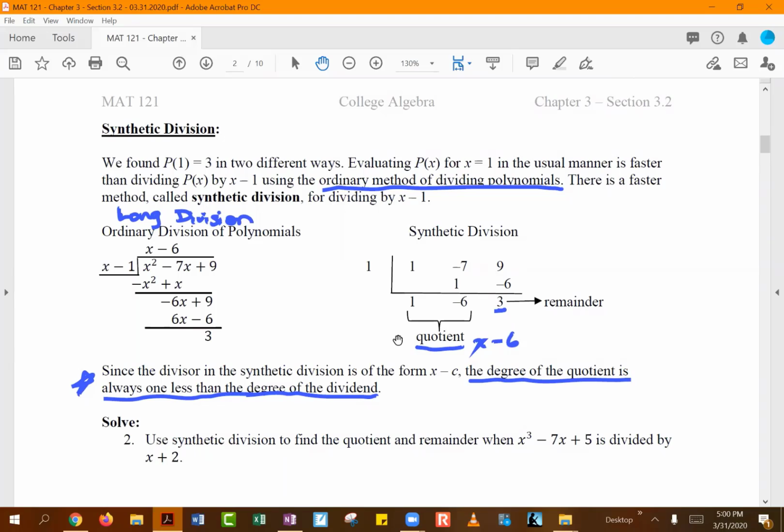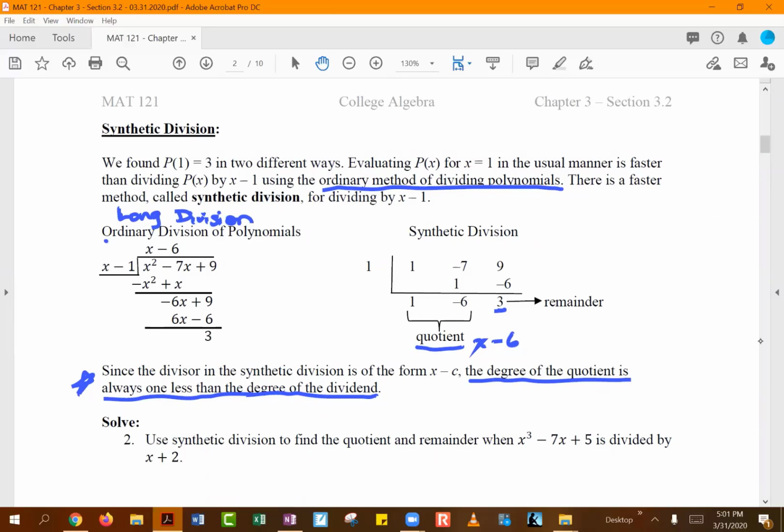So sometimes instead of using the long division, you can actually use what we call synthetic division. You can see I've shown you the comparison here. Synthetic division actually works a little bit faster than the long division, and your textbook is calling long division the ordinary method of dividing polynomials, or basically the ordinary division.